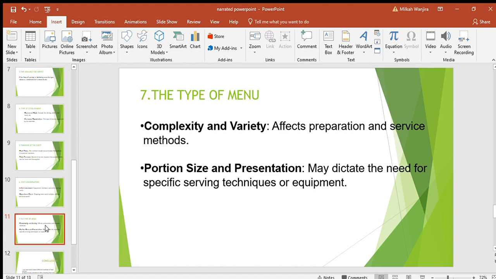Thank you so much. So the last but not the least, let us go to the type of menu. This is according to the portion size and the presentation. This may dictate the need for specific serving or equipment.